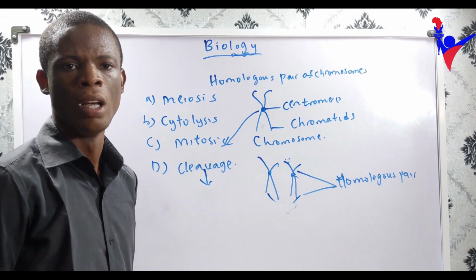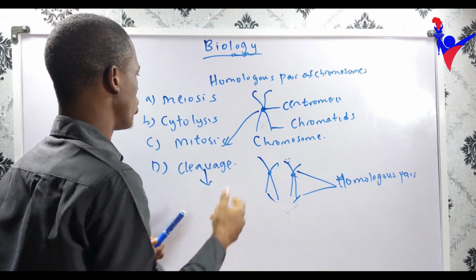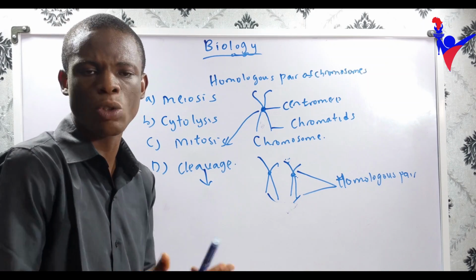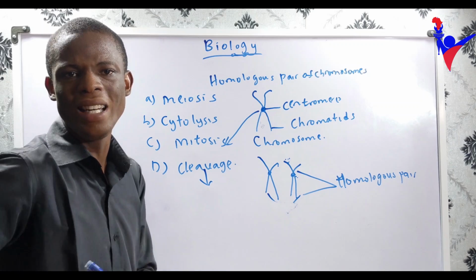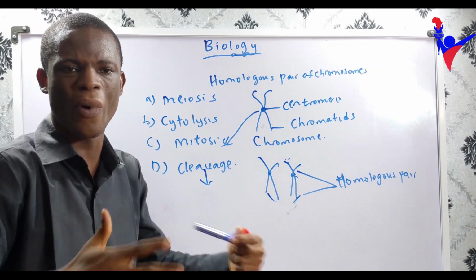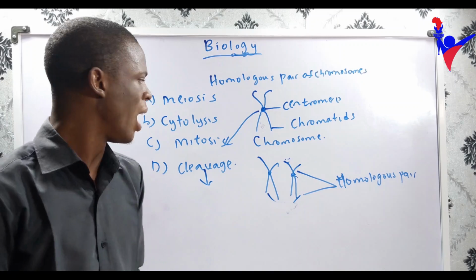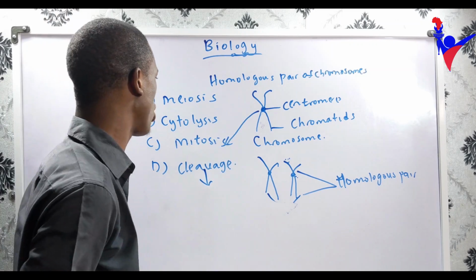What is cytolysis? You can break this word into two: cyto and lysis. Cyto is from cytoplasm and lysis is from breaking. So cytolysis is the breaking of the cytoplasm, which will not be the right option.